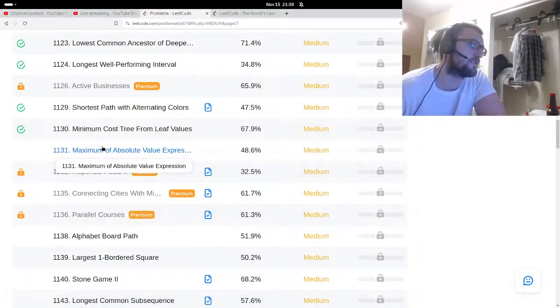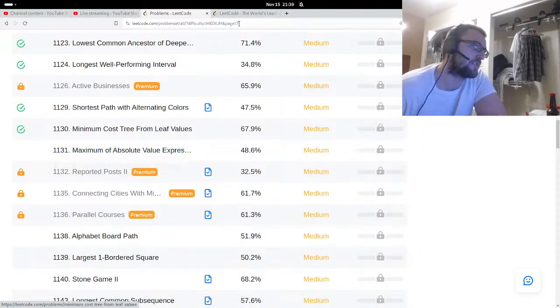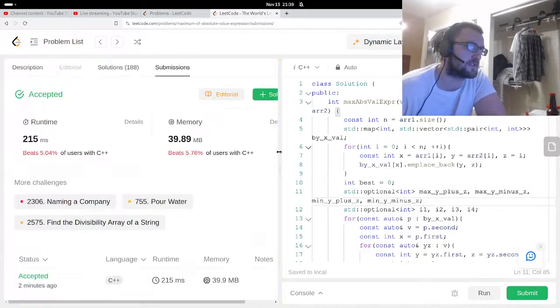So this is like, I gotta take a deep breath. This is this question. Okay. So what I was working on is, look here, maximum of absolute value expression. Okay, let's look at the question.